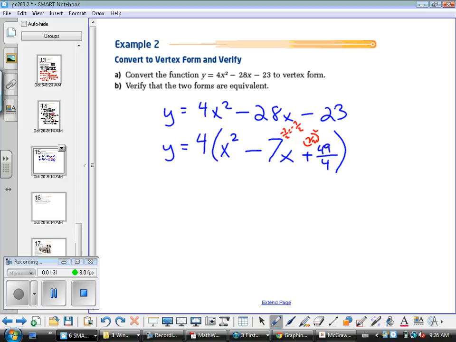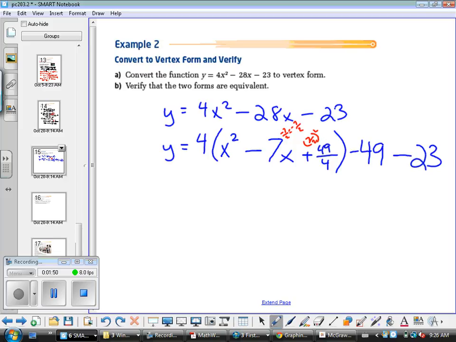Then I have to ask myself, well, what have I just done? I haven't added 49 over 4. I've added 49 over 4 times 4, which actually ends up canceling out the 4. So I've really added 49 here, and to undo that, I'm going to subtract 49. Sorry, I forgot to write my negative 23. I always do that after the space, and I forgot to do that.